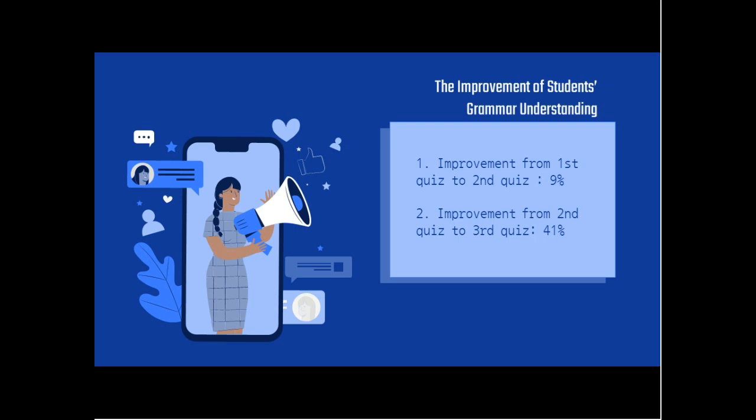So after the students have done the self-assessment, they will voluntarily do another quiz or retake the quiz. And when they have retaken the quiz or finished another new quiz, their understanding is improving. On the first attempt they will improve around 9%, and on their second attempt they will improve around 41%.